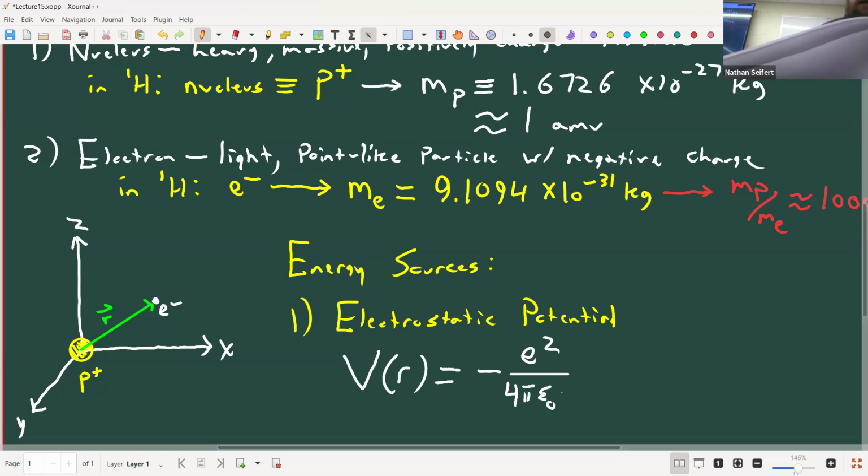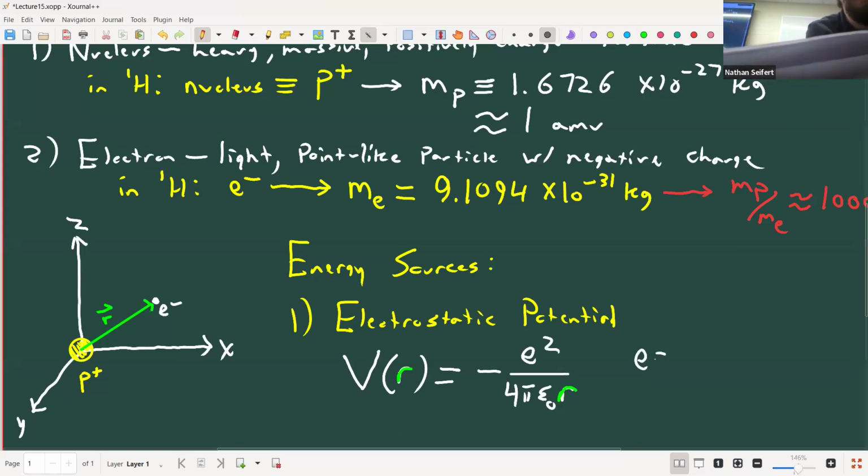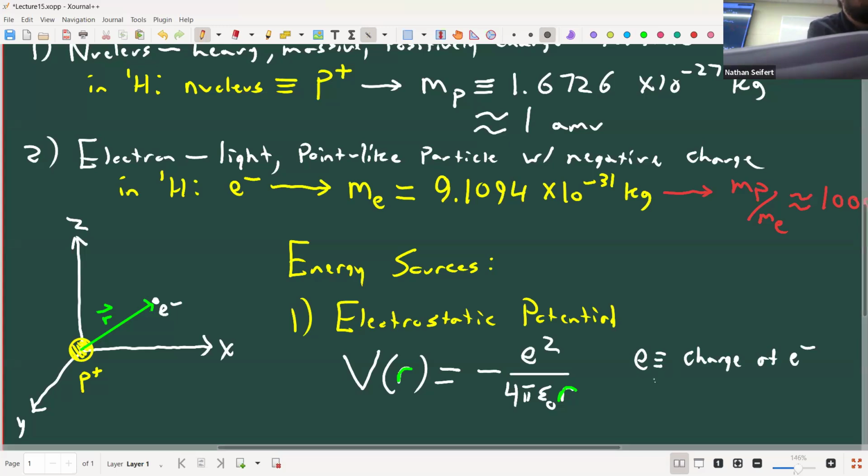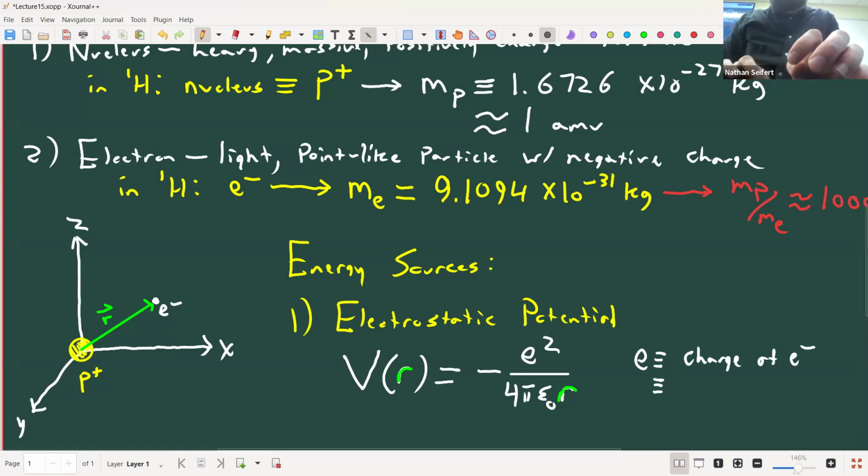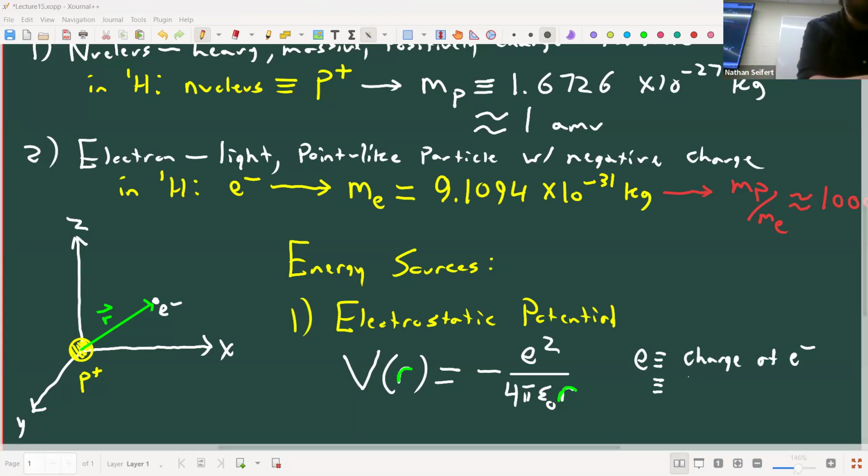...over 4 pi epsilon naught times the distance r. These are numbers I'll have to define in a second. And e here is the charge of the electron. It has a well-defined value. It's a constant, the charge of the electron. We also call this the fundamental charge.